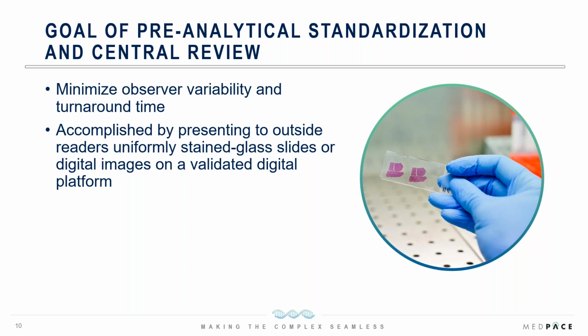So what we're trying to do here really with the central lab, histology lab, and centralizing these pre-analytical variables, we are trying to minimize the observer variability that we know exists out there between pathologists, and we're trying to minimize the turnaround time based on the processing of the tissue, as I mentioned, as one of the pre-analytical variables. What we're trying to do here is present to the outside readers a uniformly stained glass slide or a digital image of the glass slide on a platform that they can then use to score for entry into the study as well as their end of study biopsies.